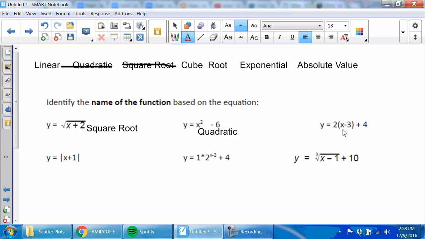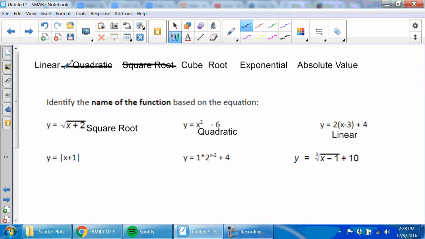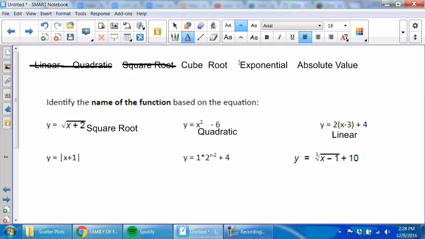This third one here kind of has parentheses. It looks a little different. It doesn't have like a 3 or an exponent or these walls. We call this one's just linear. It's sort of our basic equation, linear.